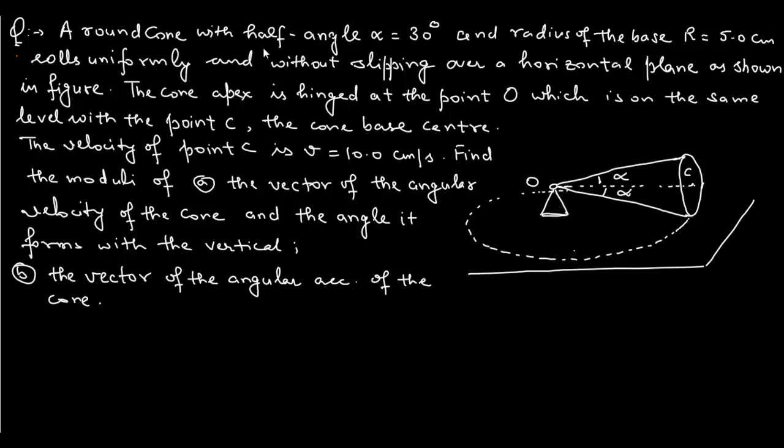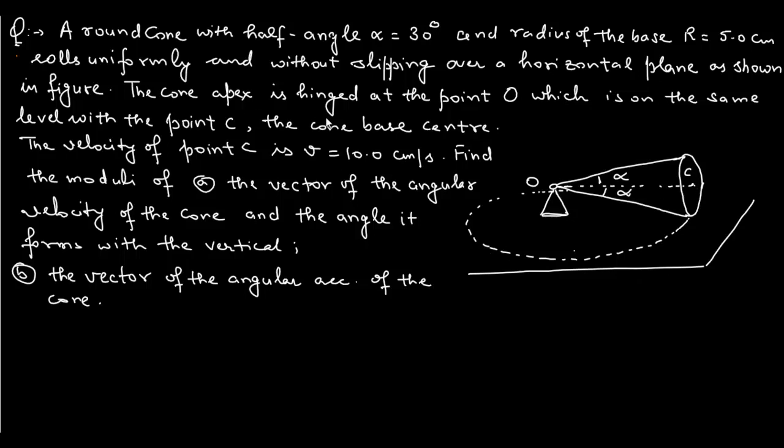A round cone with half angle alpha equal to 30 degrees and base radius r equal to 5 centimeters rolls uniformly and without slipping over a horizontal plane, as shown in the figure. So here we have this cone rolling on the plane; this is the center of the cone and this is the apex of the cone.